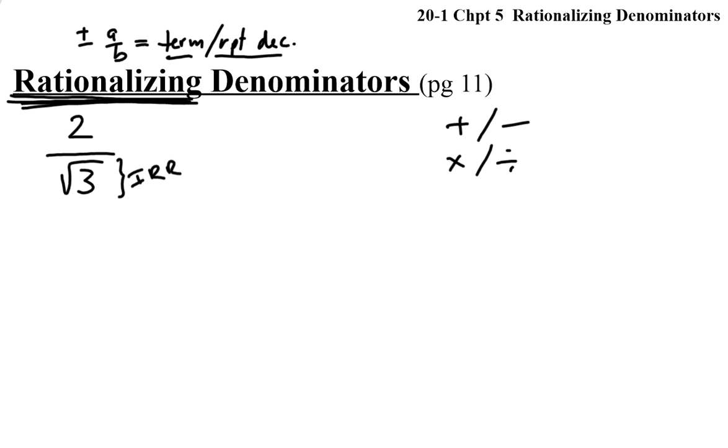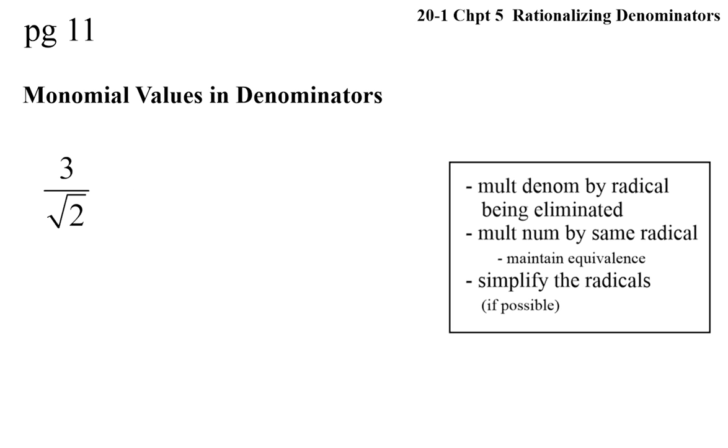It's a process. Some of them are straightforward. Some of them are not straightforward. So if we take a look at page 11, work through a bunch of examples. The examples, we'll do a lot of them in this lesson quickly, but you have to get the process down. So what we want to do is we have 3 over root 2. We don't like root 2. We want to get rid of it.